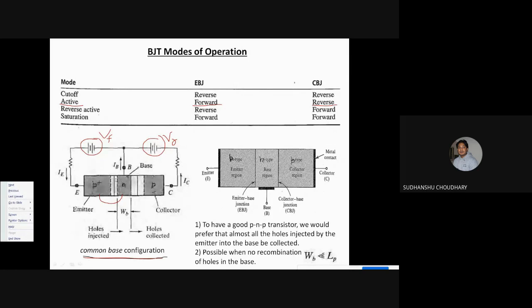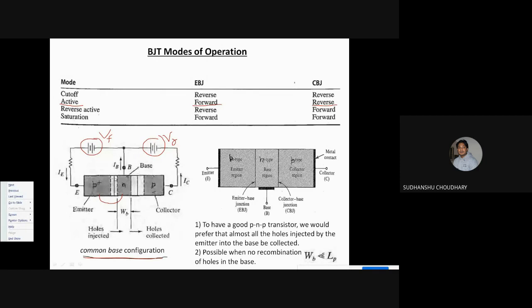So can somebody say? What happens when the diode is forward biased? What happens to diffusion and drift? Kunal, Rahul Pant. Diffusion will increase, drift will decrease. Diffusion will increase. Okay. So when you forward bias this junction, drift becomes negligible.